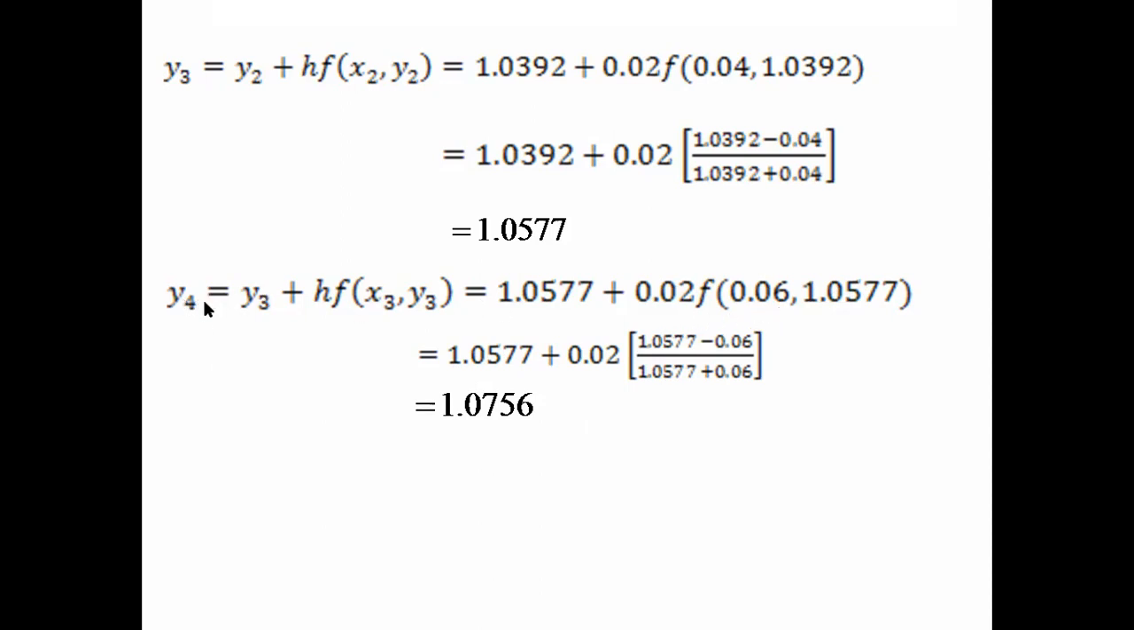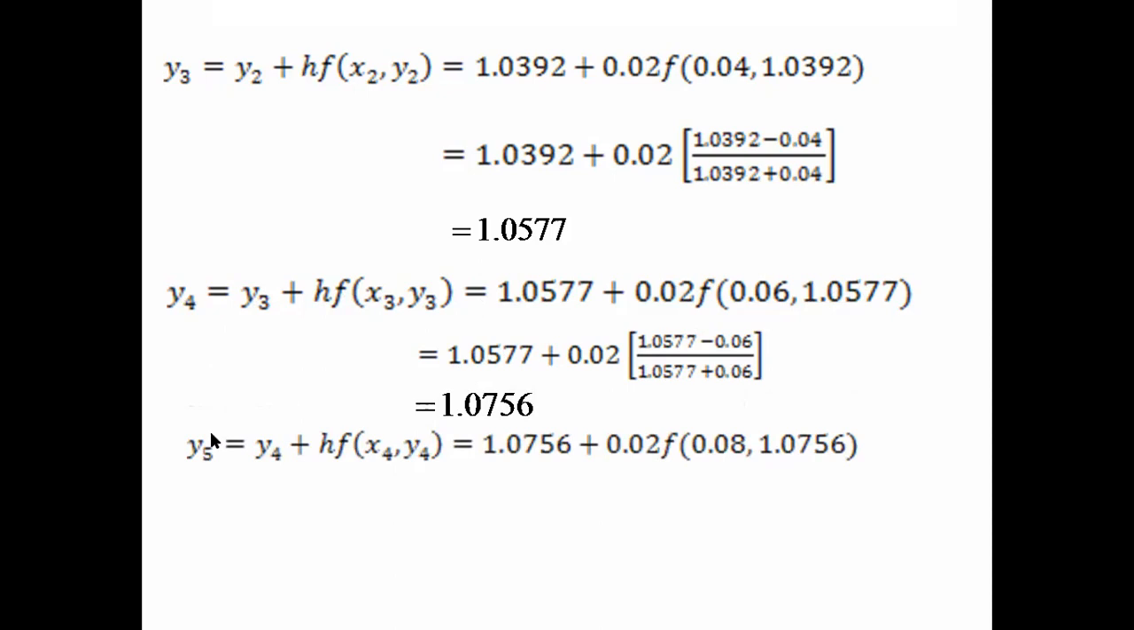0.08, this y suffix 4 at 0.08. But the question is at 0.1. So one more step is needed. So y suffix 5, that means the previous solution y4 plus h into f of x suffix 4 comma y suffix 4. As usual, y suffix 4 means this value plus 0.02 f of x4 y4. x4 is 0.08. This value is just written. Simplify. So on simplification, we get this value using the same relation.